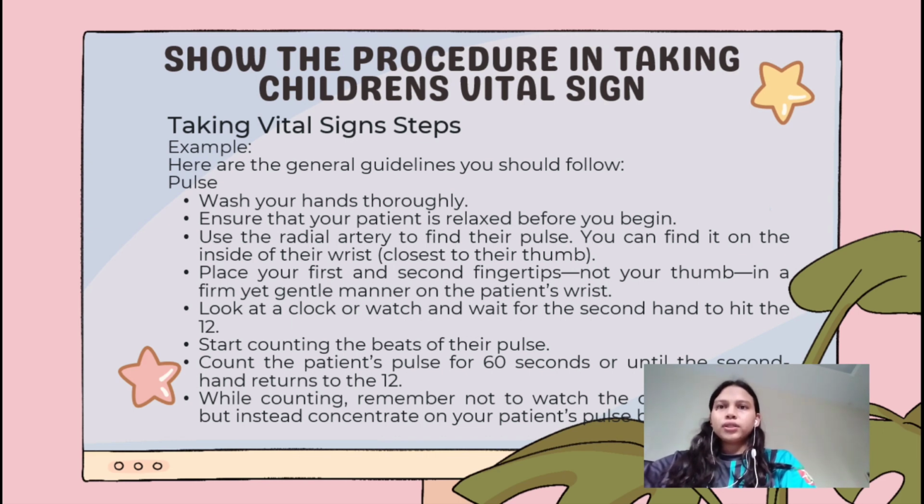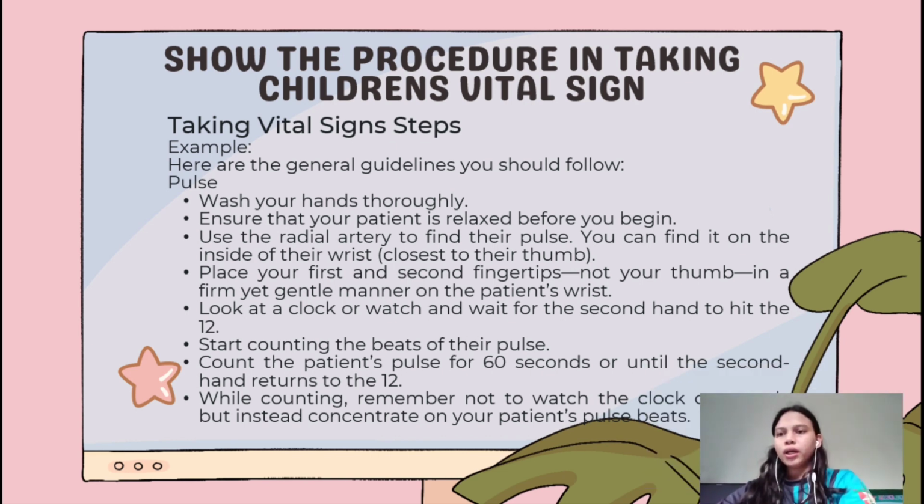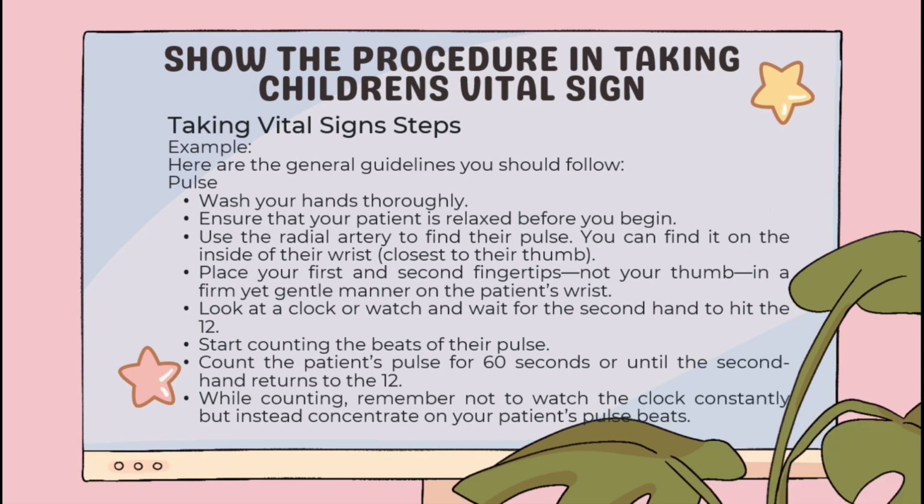Press your first and second fingertips, not your thumb, in a firm yet gentle manner on the patient's wrist. Look at the clock or watch and wait for the second hand to hit the 12. Start counting the beats of their pulse. Count the patient's pulse for 60 seconds or until the second hand returns to the 12. While counting, remember not to watch the clock constantly, but instead concentrate on your patient's pulse beats.